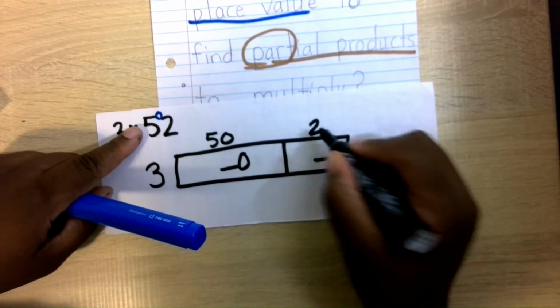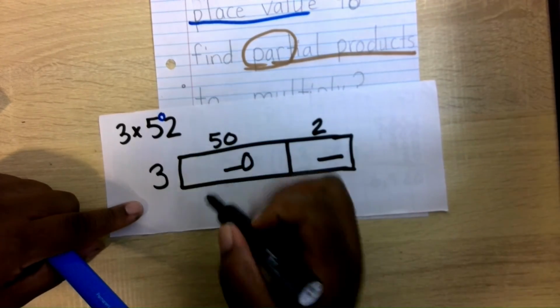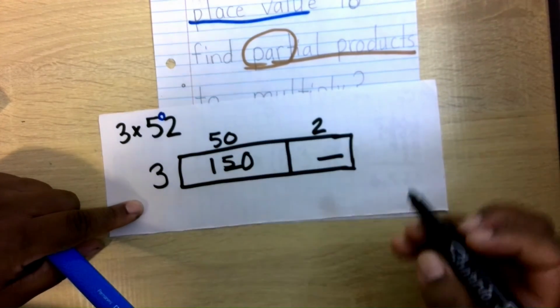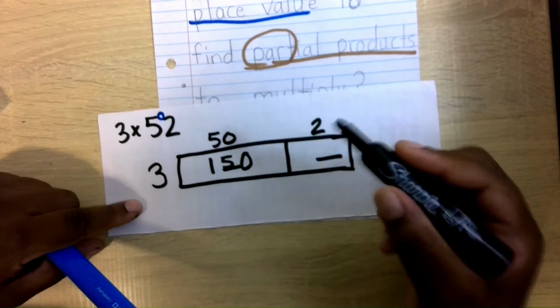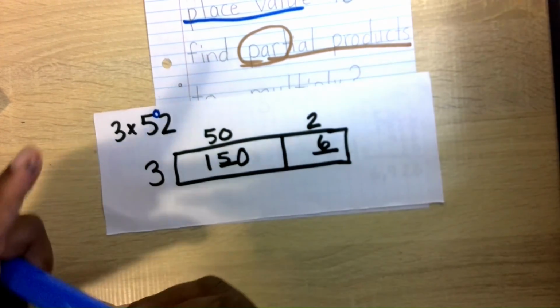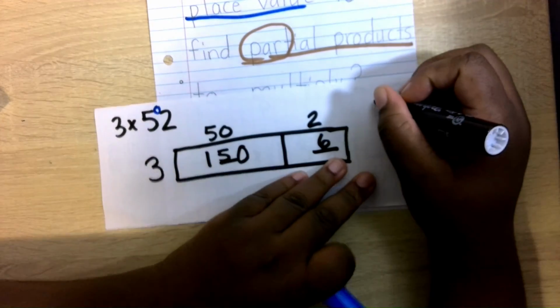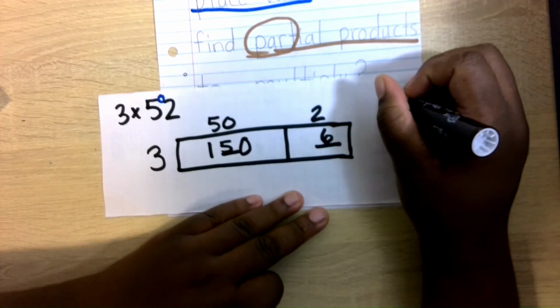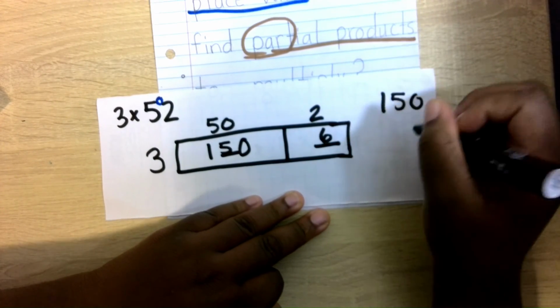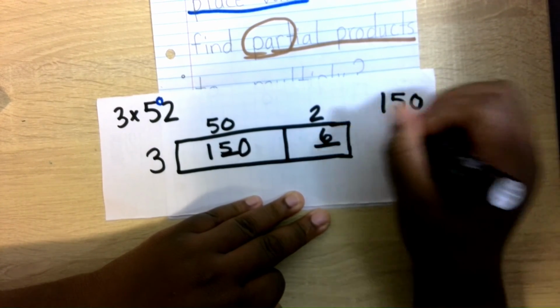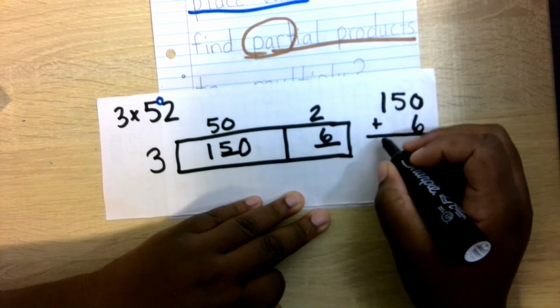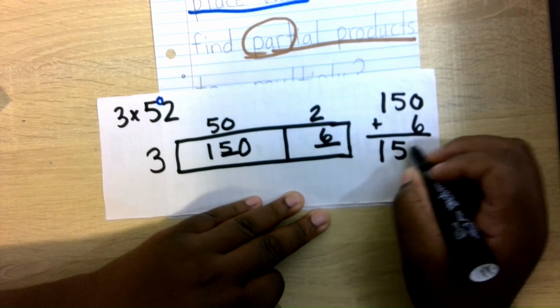50 and 2. 3 times 5 is 15, so it's going to be 15 tens. 3 times 2 is 6, so that's going to be 6 units. And then I will add my parts back together. 156.